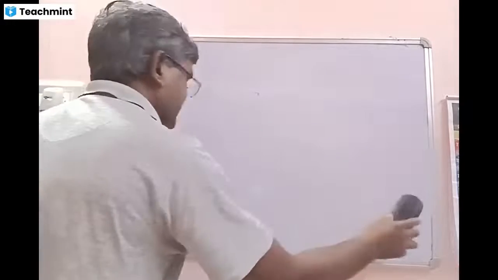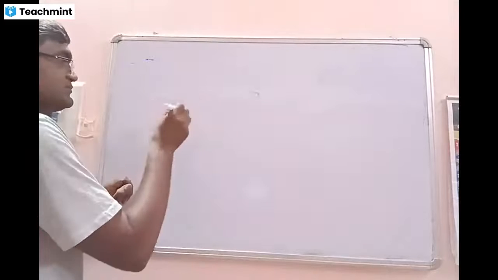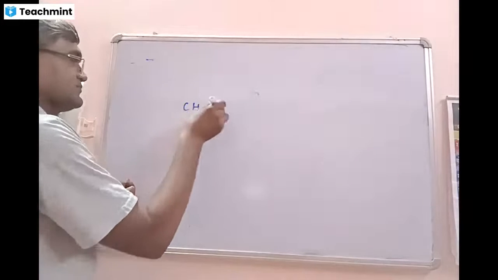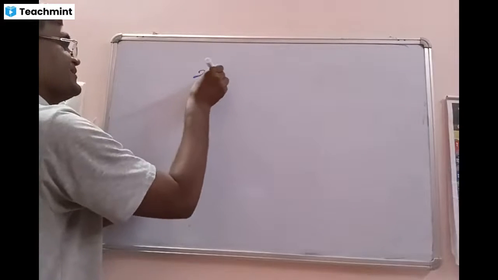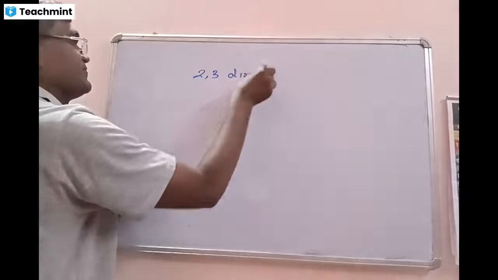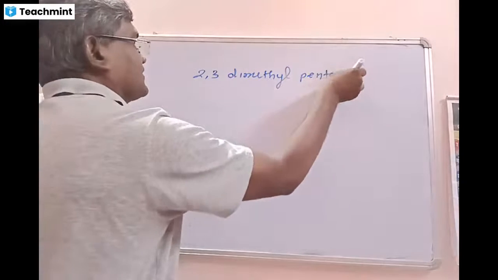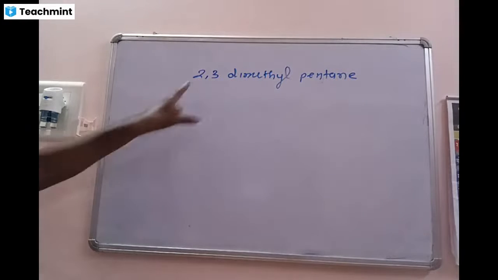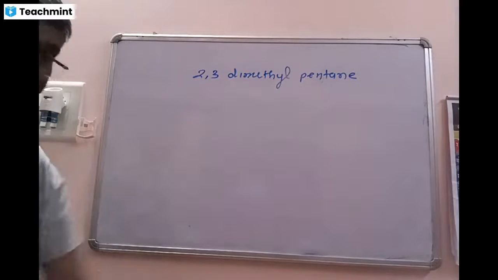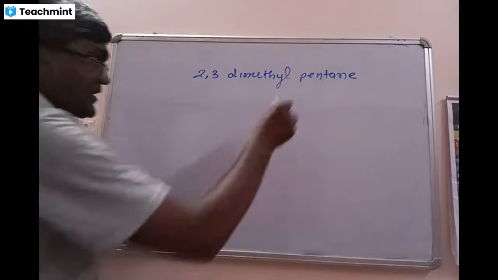Okay. So now suppose the name is given to you, and can you write the formula? Just this name is given to you. So from where will you start? From this end or this end or this or that? First of all, select the longest chain of 5 carbon atoms.